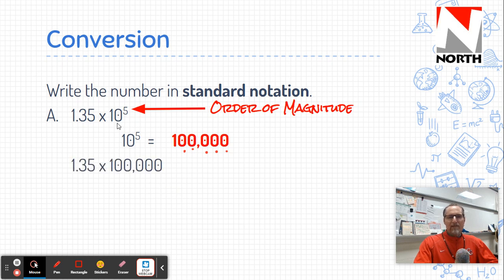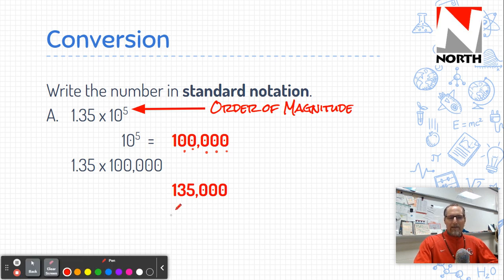So 10 to the fifth is basically 100,000. And then I just multiply that 100,000 by 1.35, and that becomes 135,000.